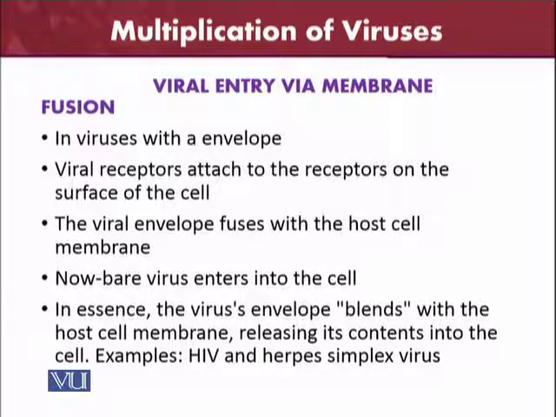The virus envelope fuses with the host cell membrane. Of course, after the attachment, the virus envelope fuses with the host cell membrane, and no bare virus enters into the cell. The virus envelope blends with the host cell membrane, releasing its contents into the cell. Some classical examples of such membrane fusion virus entry are HIV and herpes simplex viruses, which enter inside the body of the host through this process.